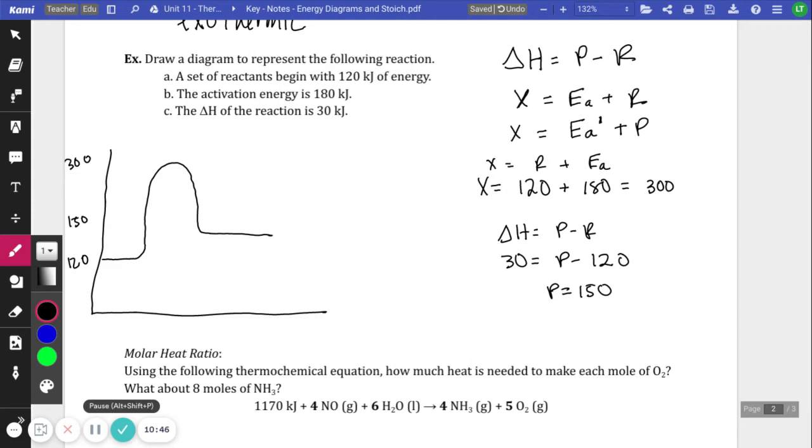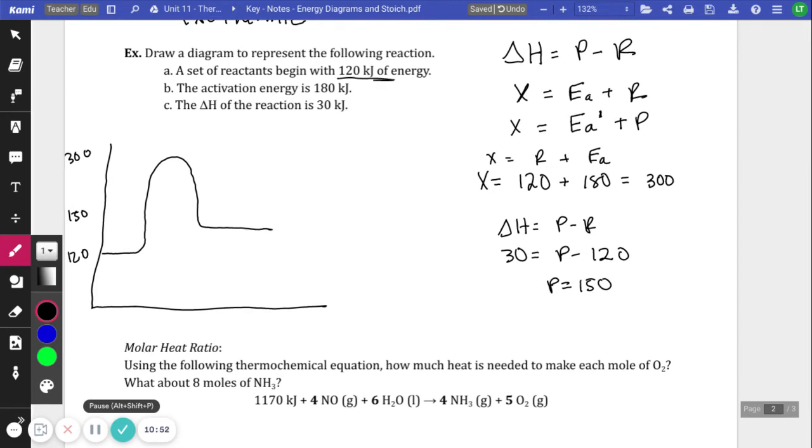Okay, so my scale on my graph is terrible, but that's okay. So first thing I did is I noticed that it said our reactants begin with 120 kilojoules of energy. So that's easy. I just know that my graph needs to start at 120. Then it tells me that our activation energy is 180 kilojoules. Now, that tells me how far I'm going up from my reactants.